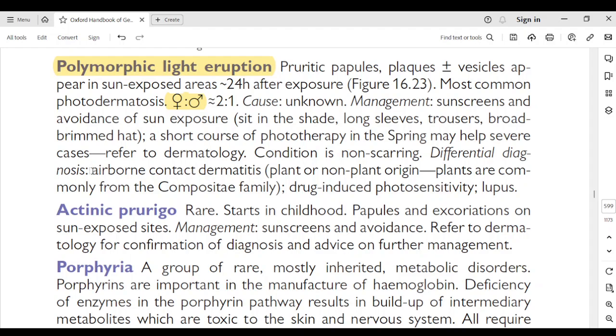Differential diagnosis: airborne contact dermatitis, of plant or non-plant origin. Plants commonly implicated are from the Compositae family. Also drug-induced photosensitivity and lupus.